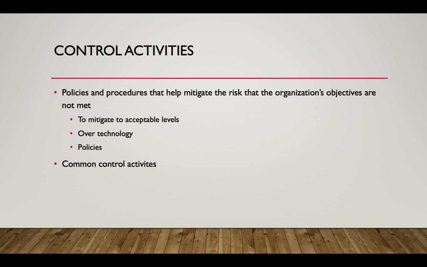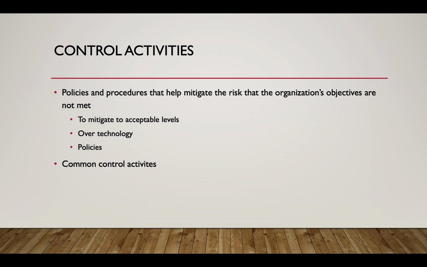The third is control activities, and they are policies and procedures that help mitigate the risk that the organization's objectives are not met. And so for this, they need to figure out acceptable levels of mitigation, and then also create control activities over technologies, since technology is so vital today, as well as deploy policies in order to fix those above cases.